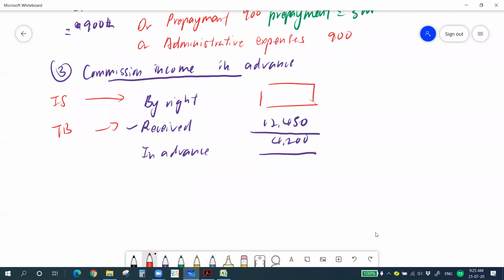Hey, class, let me explain to you. This year, I received 12450 as my commission income. Including in this received amount, I have received in advance. It means that this is my liability. This amount does not belong to me. So what is the by right amount? Minus lah. So you use 12450 minus 4,200. So how much do you get?